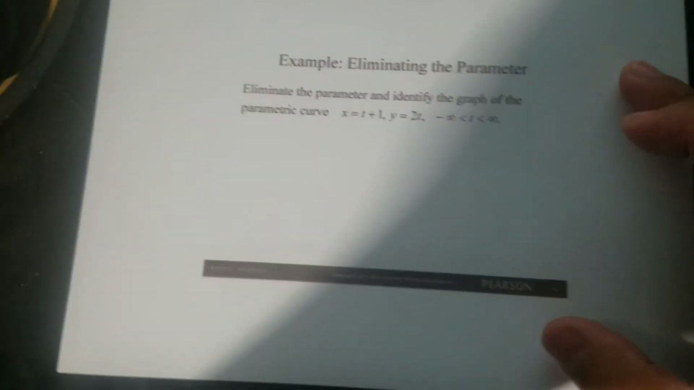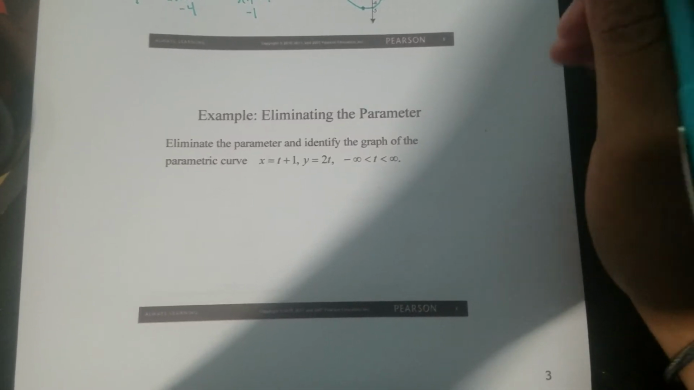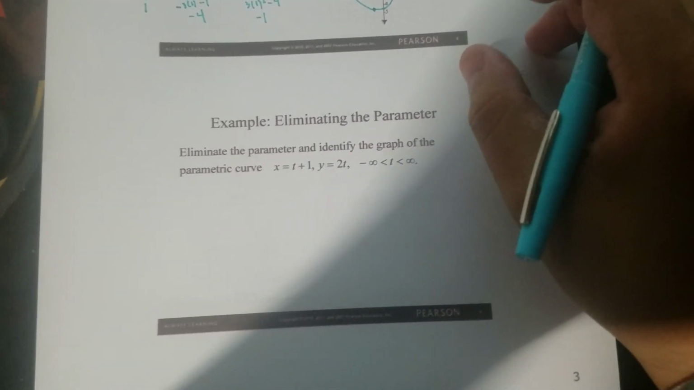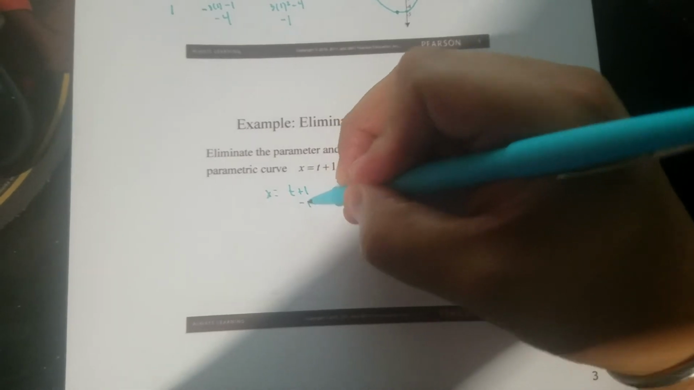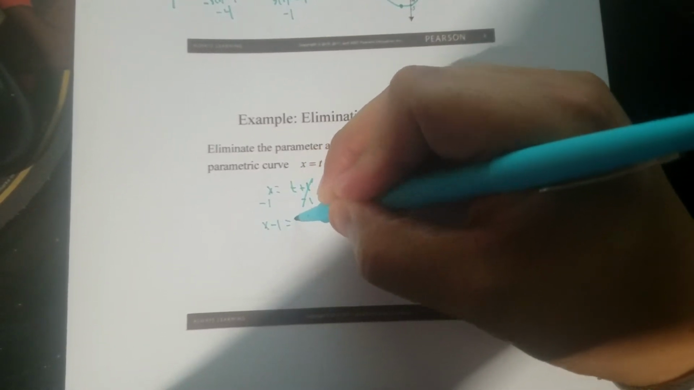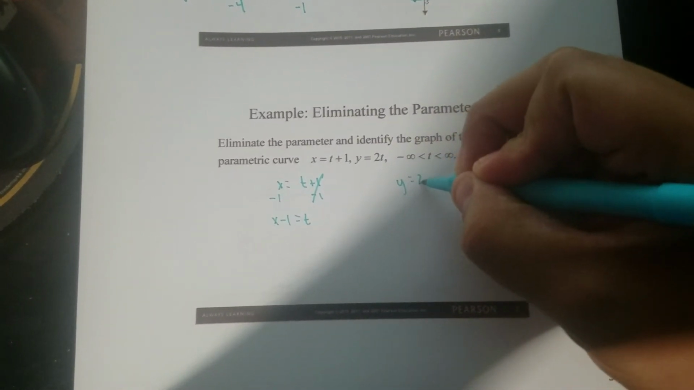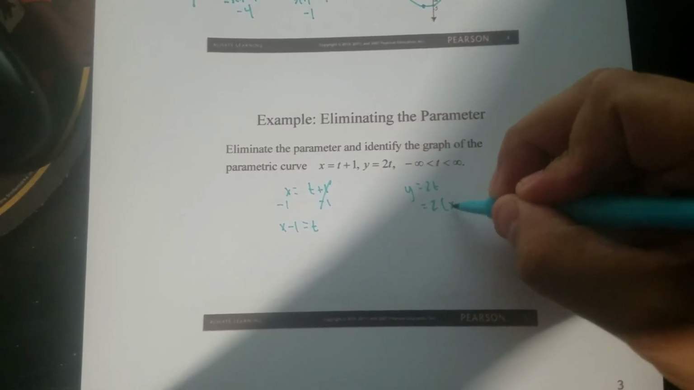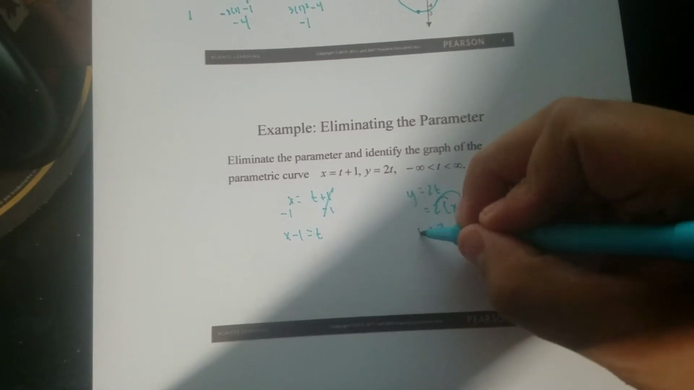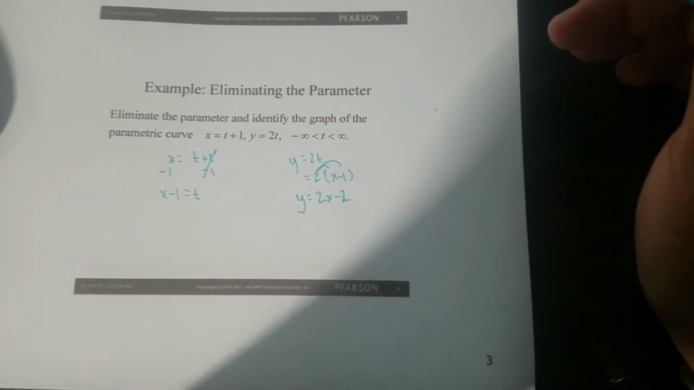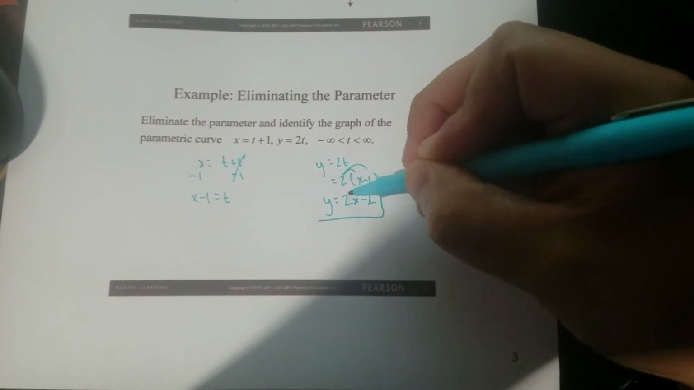Okay, now next one, eliminating the parameter. Again, I have an x equation, a y equation. I want to make it into one. So you're always going to take the x equation and solve for t. Minus 1, minus 1. Now that I know what t equals, I plug it into the y equation. So 2 times x minus 1, so I'll distribute: 2x minus 2. So this is my final answer. I made those two equations into one.